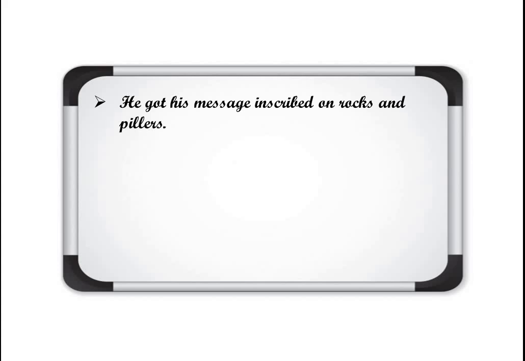Clear? The next is, he got his message inscribed on rocks and pillars. So this is also asked in 1 mark, where he got the messages inscribed. So he got the messages inscribed on rocks and pillars.